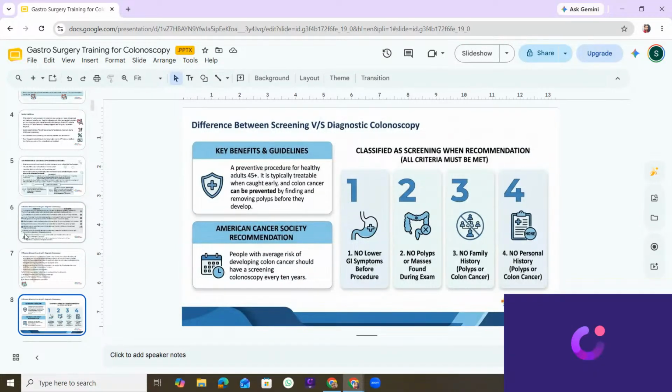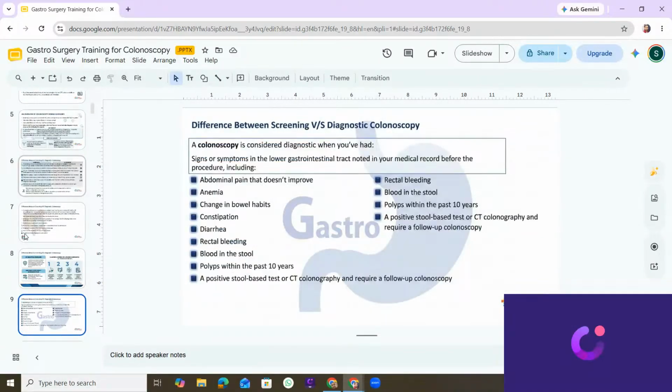First, no lower GI symptoms before the procedure. No polyps or mass found during the exam. No family history of polyps or colon cancer. No personal history of polyps or colon cancer. So this will be considered as a screening.